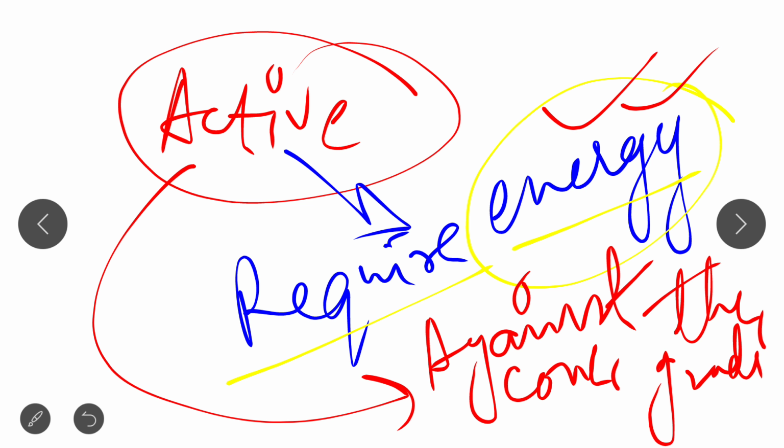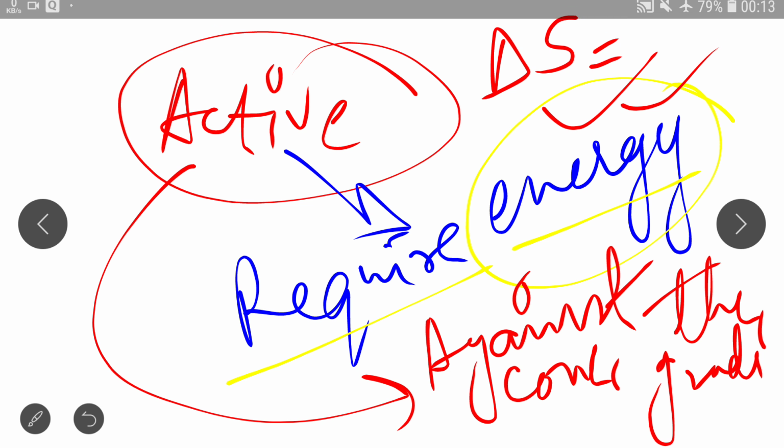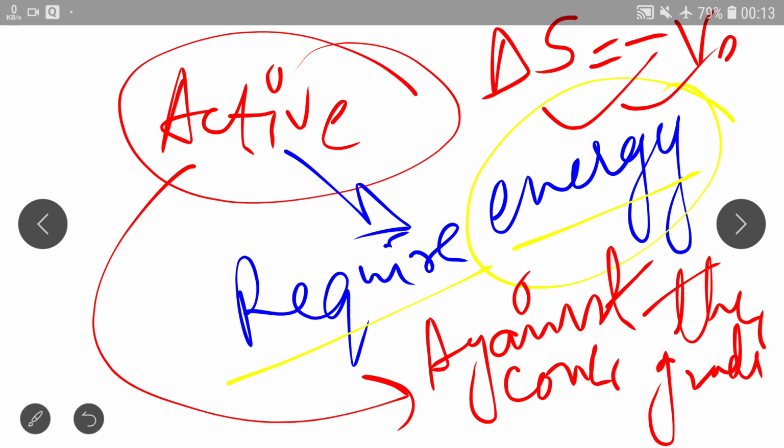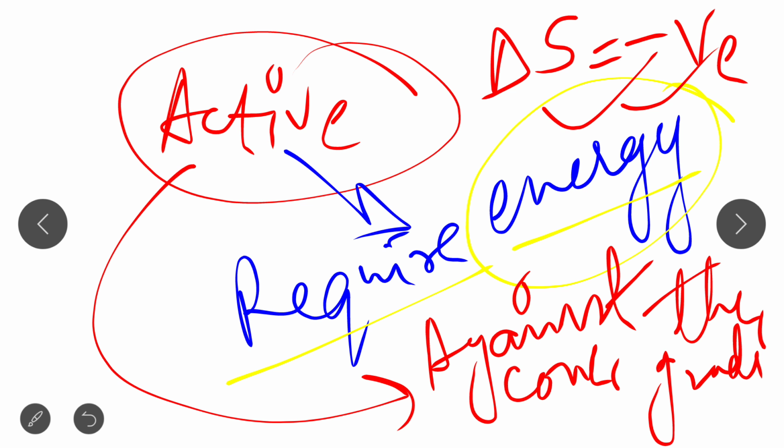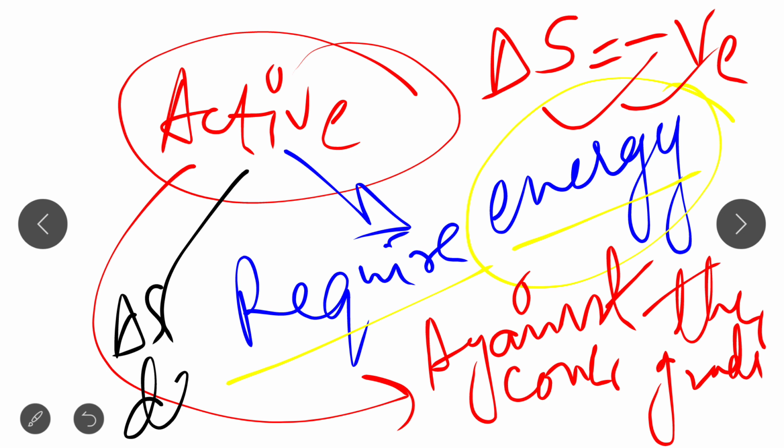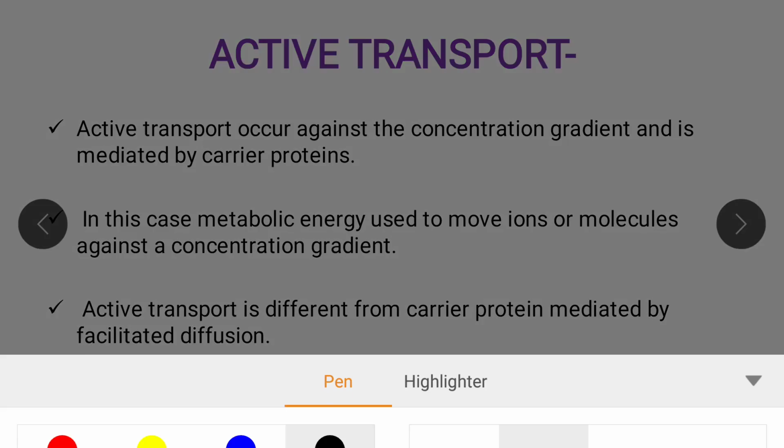And when it requires energy, in this case the entropy, that is del S, becomes negative, or you can say decreases. In case of active transport, the entropy, del S, decreases. Clear? So this is about the active transport. Now let's read the PPT.